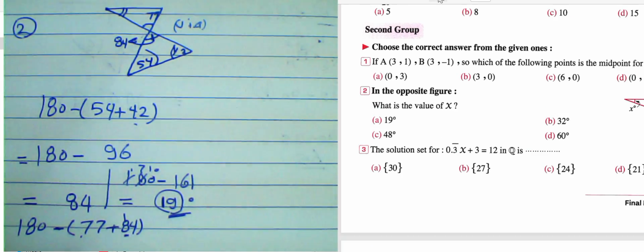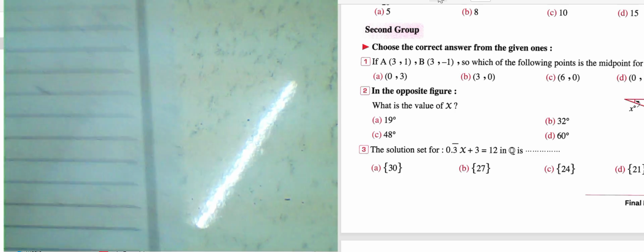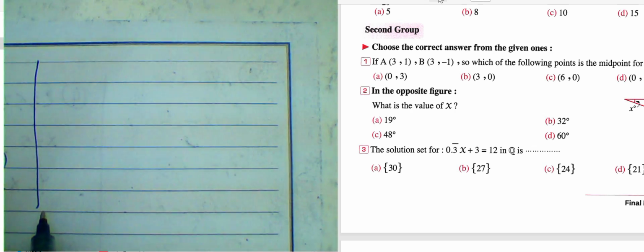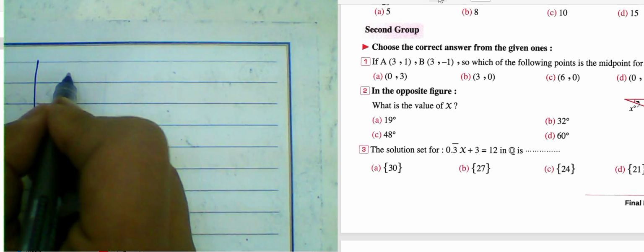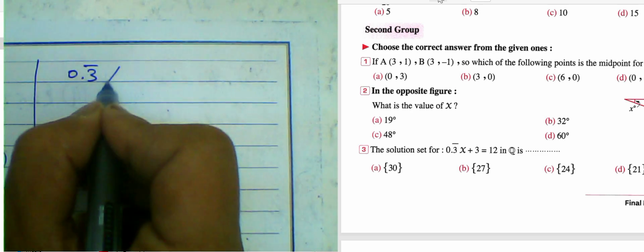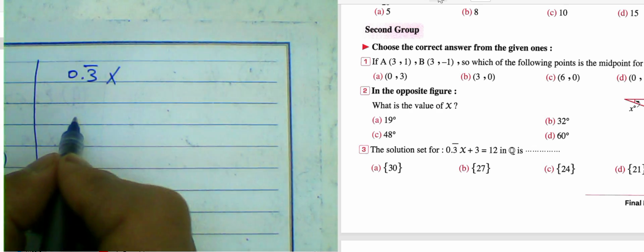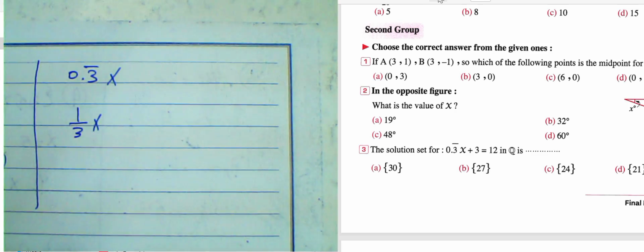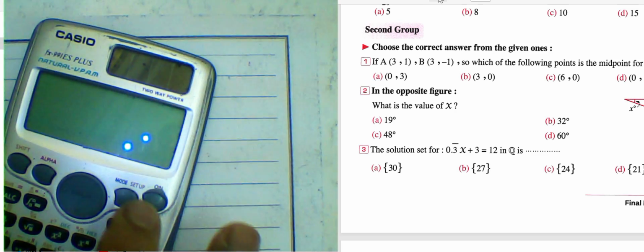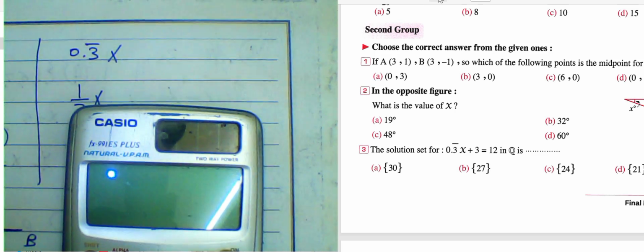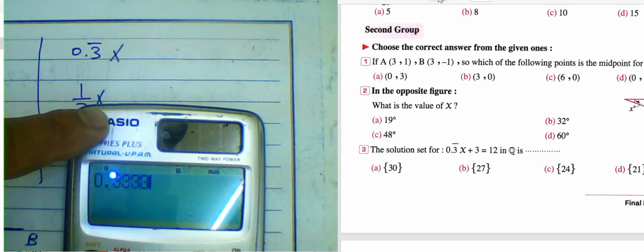The solution set of the equation in Q. We can find the solution of this equation by using the additive inverse of 3. But first we have a conversion of 0.3 repeating to a fraction. It means 3 over 9, it will be one third. Or you can use a calculator to find the result. We can write 0.3333, and the result will be 1 over 3.